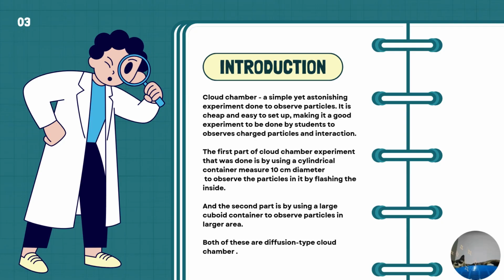For the introduction, the cloud chamber is a simple yet astonishing experiment done to observe particles. It is cheap and easy to set up, making it a good experiment to be done by students to observe charged particles and interactions. The first part of the cloud chamber experiment used a cylindrical container measuring 10 cm in diameter to observe the particles in it by flashing light inside. The second part used a large cuboid container to observe particles in a larger area. Both of these are diffusion type cloud chambers.